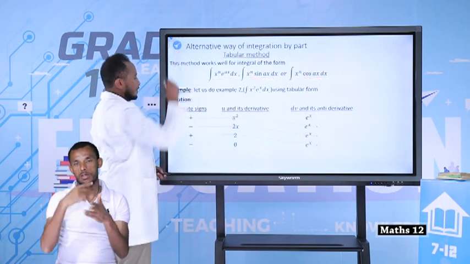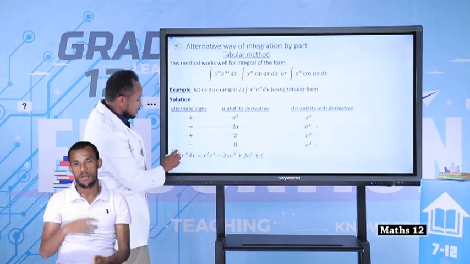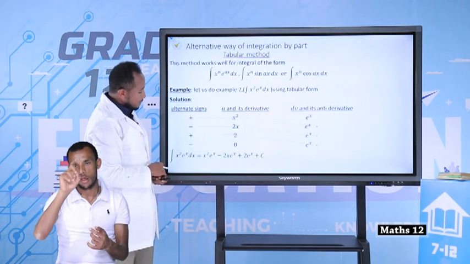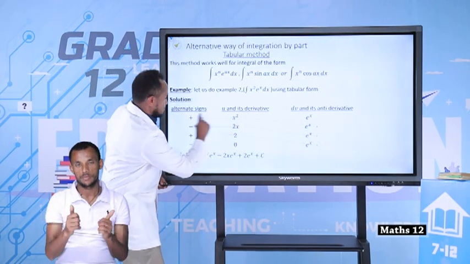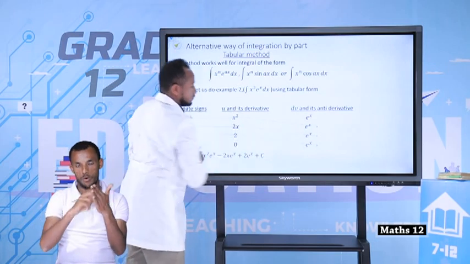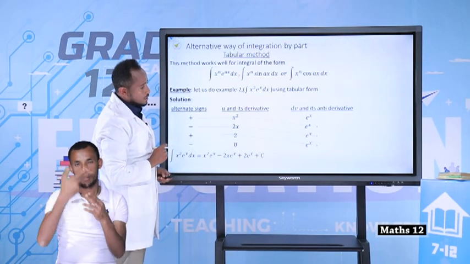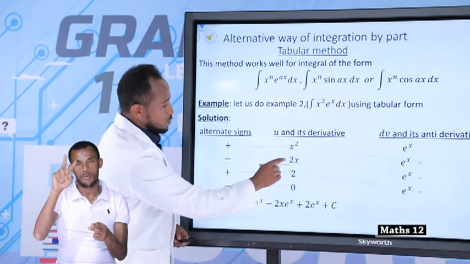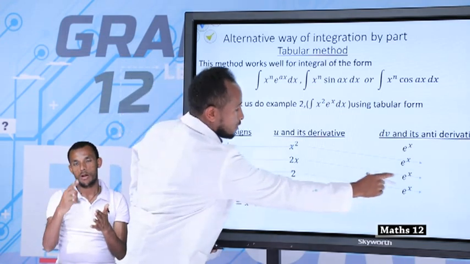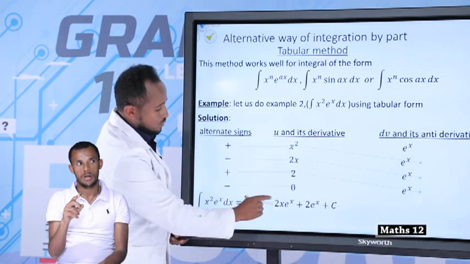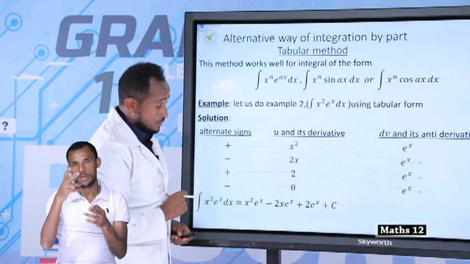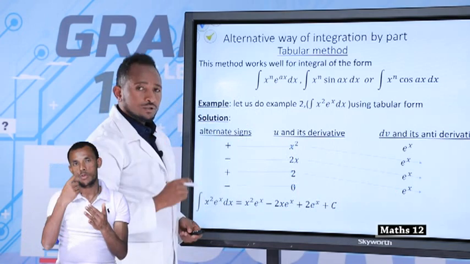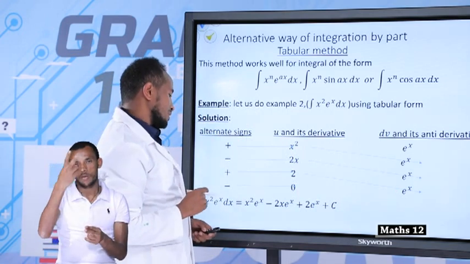Therefore here, the integration of x squared e raised to x dx is equal to the positive of the product of the two, x squared times e raised to x. Next, minus of the product of the two, minus 2x times e raised to x. And then plus the product of the two, plus 2 times e raised to x, plus some constant c.